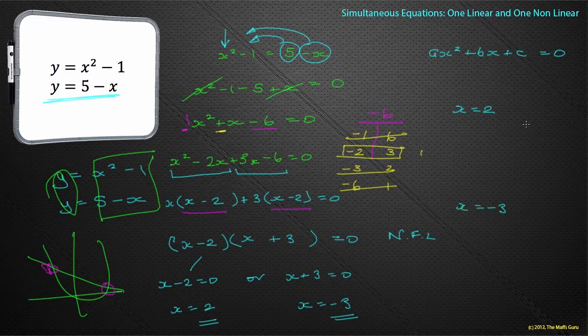How do I find my y values? Well, using this last equation here. y is equal to 5 minus x, so y is equal to 5 minus 2, which gives me 3 for my y value, and y equals 5 minus minus 3 gives me 8 for that value. And so my answer would be written as coordinate number 1 is (2, 3), and the next coordinate is (-3, 8). There we go, I found my two crossing points.